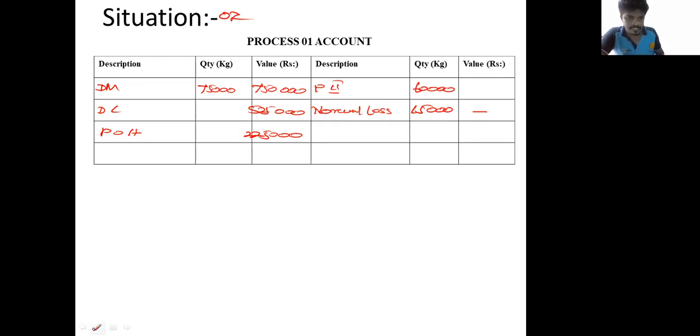Now as we did earlier, let's do the finalizing part. First we need to balance the quantity columns. Here you can see it has balanced.